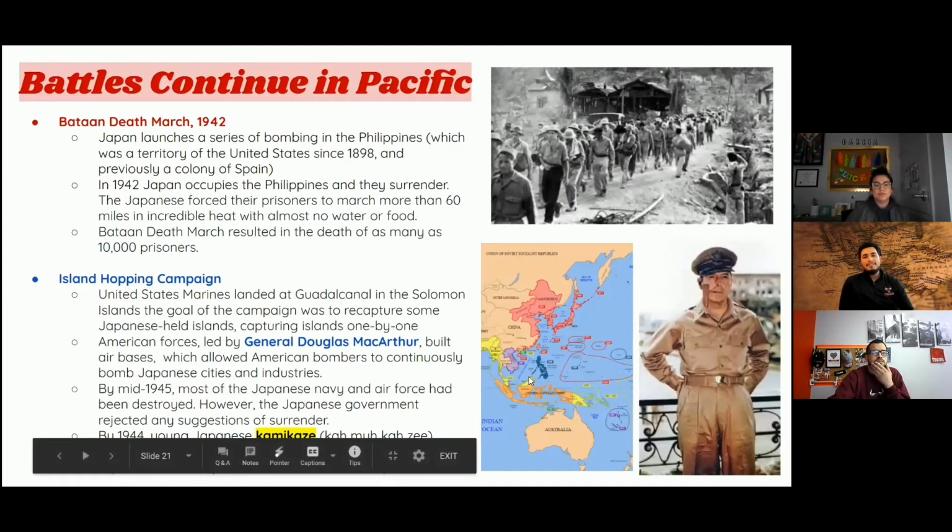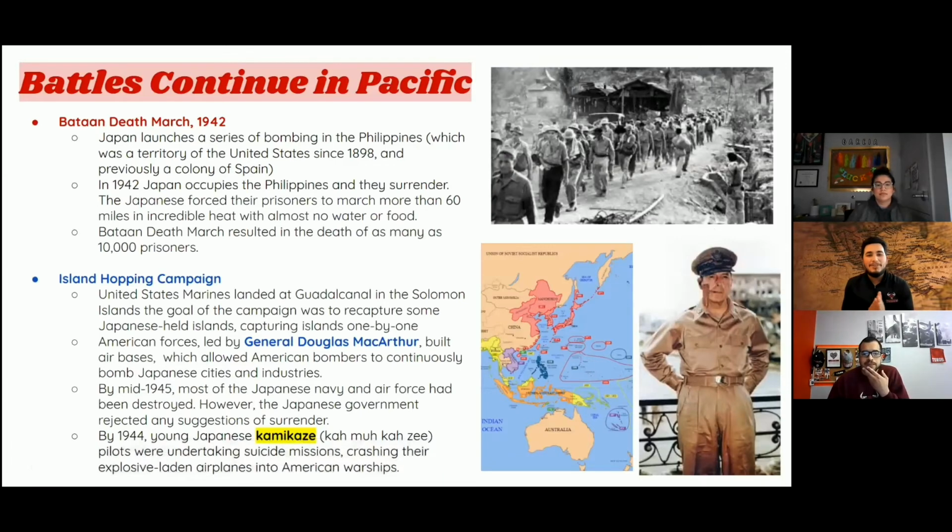Let's go ahead and see how the battles continue in the Pacific. Yes, the war's over in Europe, but this is a world war, not Europe war, which means that this thing is still ongoing with one other enemy still out there, Japan.